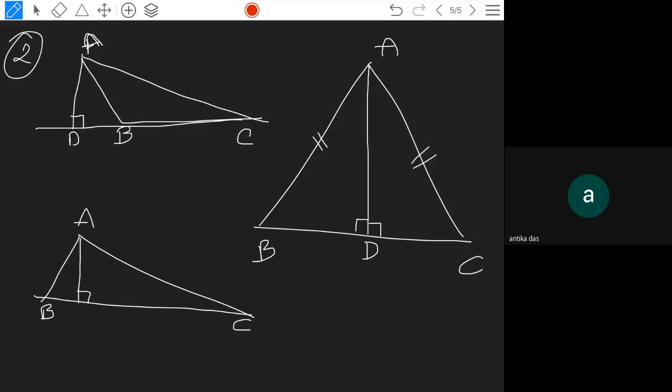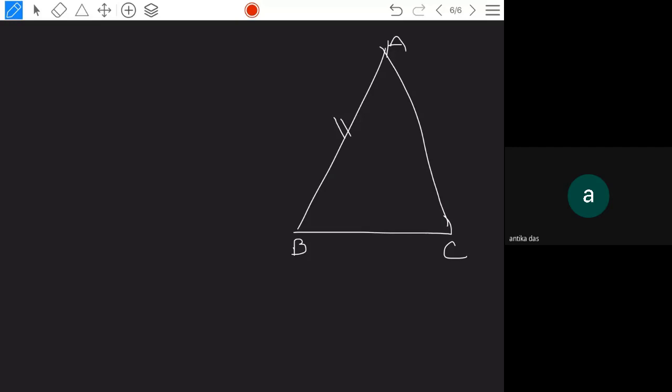Okay, now let us move to the other problem. What is given here? ABC is an isosceles triangle, AB is equal to AC, and AD is an altitude. So what is required to prove? AD bisects BC. So this equal to this you have to prove.